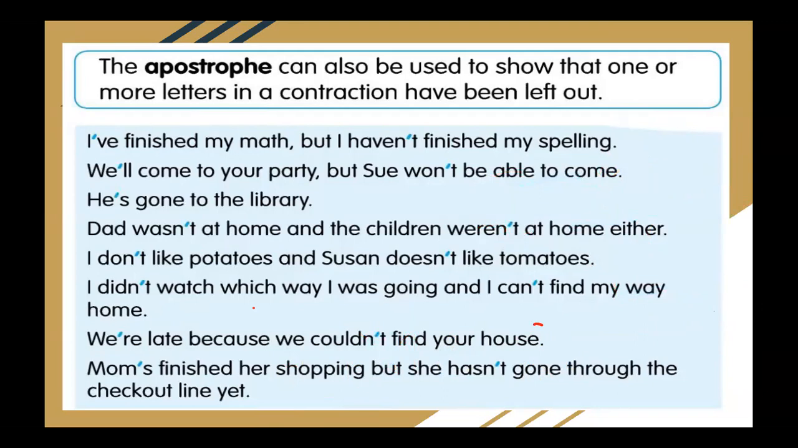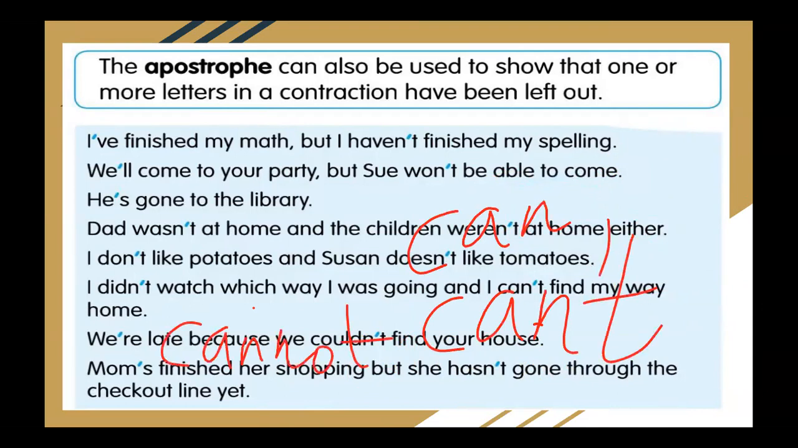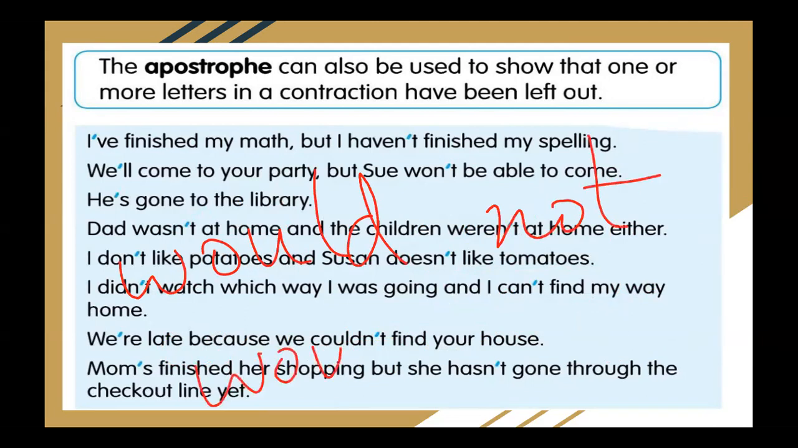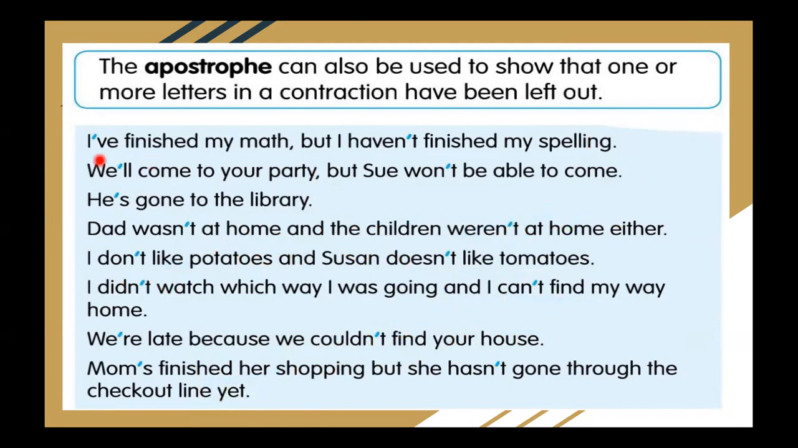These are positive ones, right? What are negative ones? Can not becomes can't. You can write cannot or can apostrophe t. Would not becomes wouldn't, would apostrophe nt. Very good. Were not will become weren't. Yes, very good.